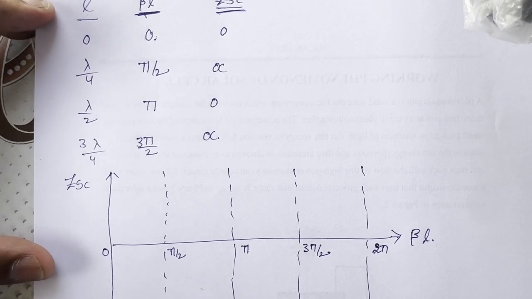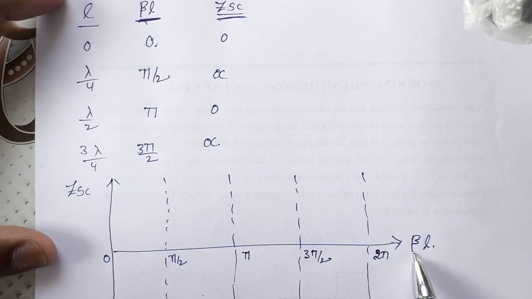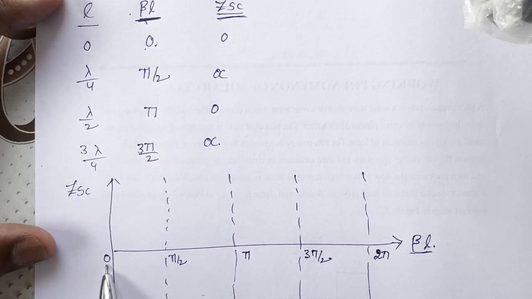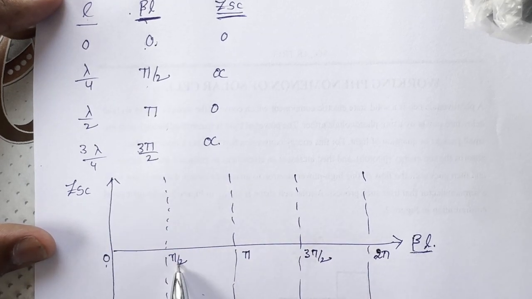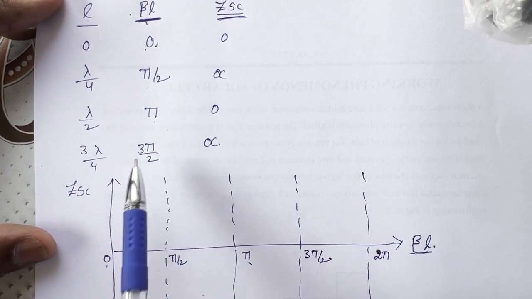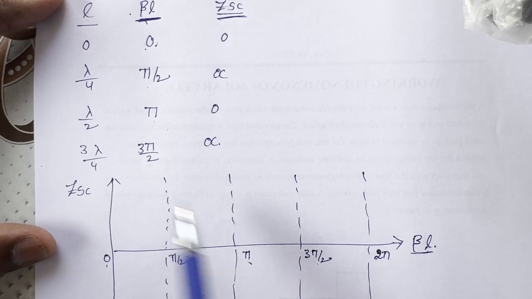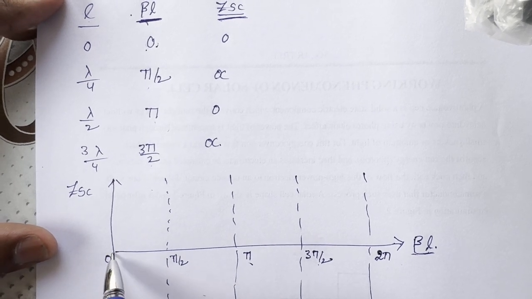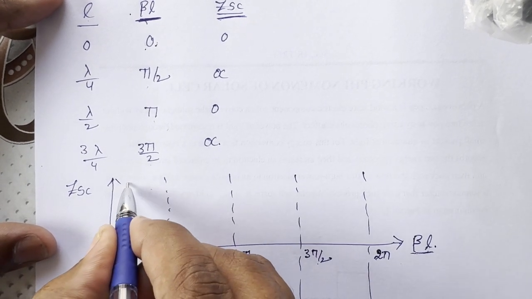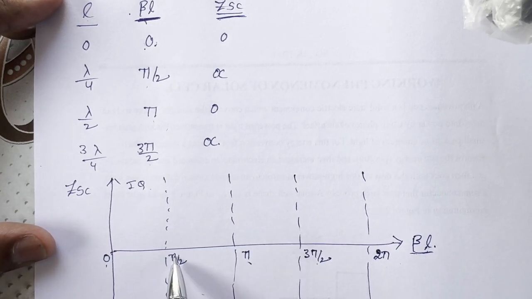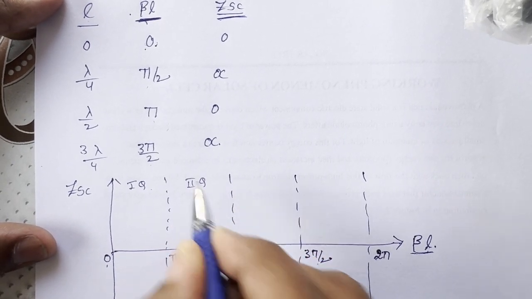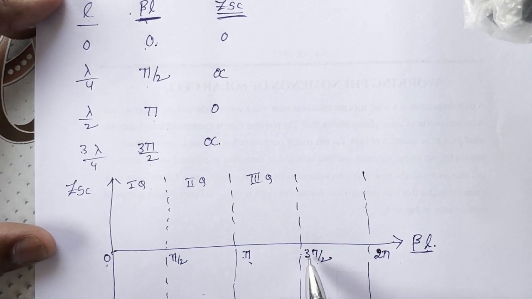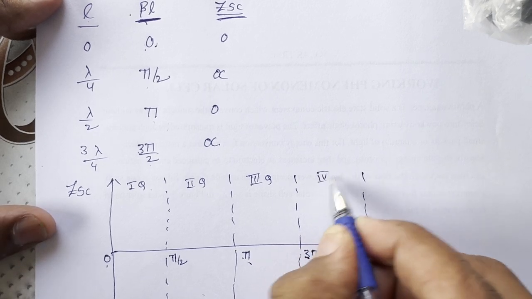Like that we are having different values of beta L. Just look here, it is beta L. Initially beta L value is 0, next pi by 2, pi, 3 pi by 2, and the next value comes as 2 pi. Next, 0 to pi by 2 is the first quadrant, pi by 2 to pi is the second quadrant, pi to 3 pi by 2 is the third quadrant, and 3 pi by 2 to 2 pi is the fourth quadrant.